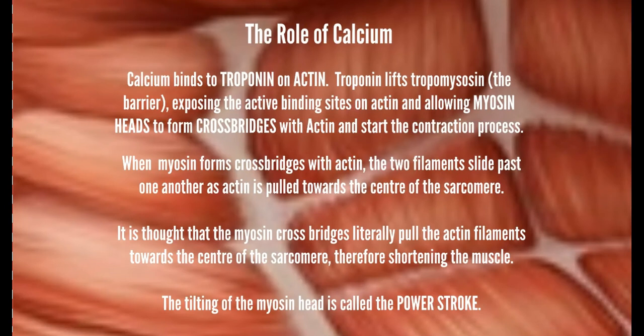It binds to troponin, which is the bouncer, and can be found on actin, and troponin lifts up tropomyosin, the barrier, and that exposes the parts on actin that myosin heads would like to form cross bridges with, and it starts that contraction process. When the cross bridges form and the power strokes occur, the two filaments slide past one another, and actin is pulled towards the center of the sarcomere from both ends, and that of course shortens the muscle. That tilting of the myosin head that pulls the actin filament towards the middle of the sarcomere is called a power stroke, as we have determined.